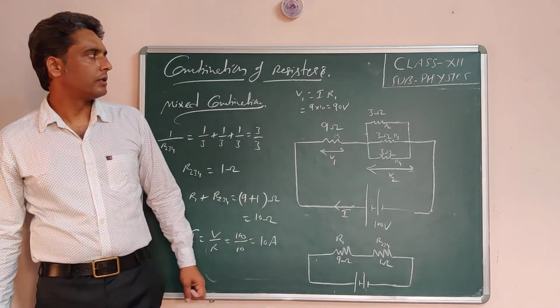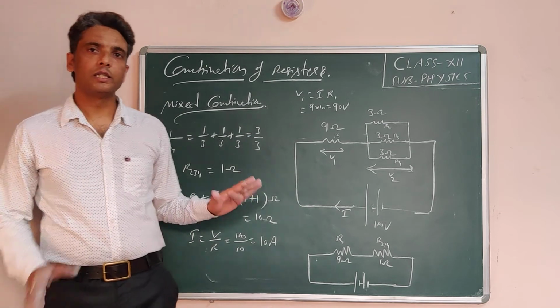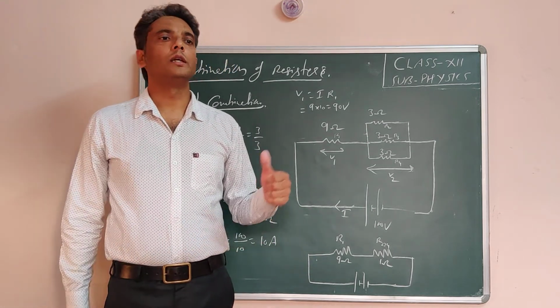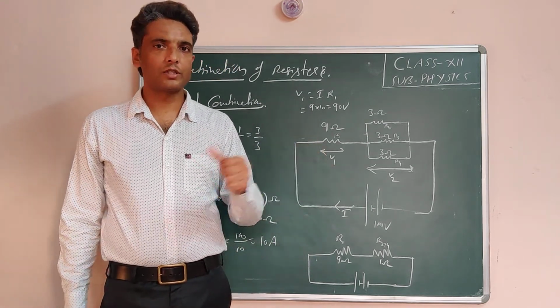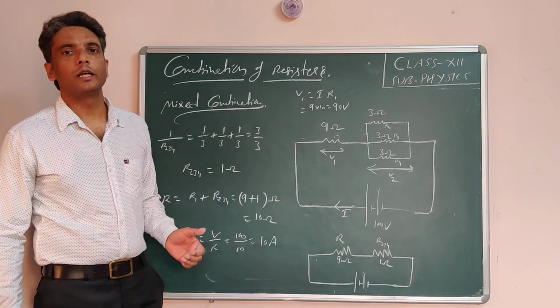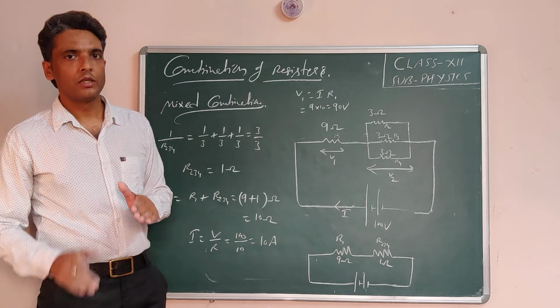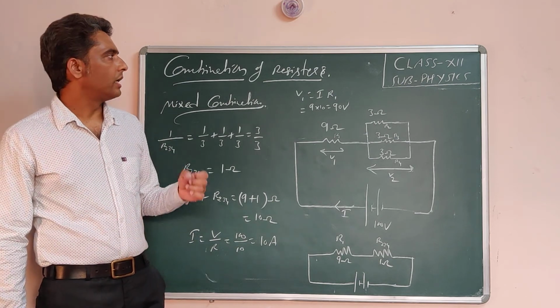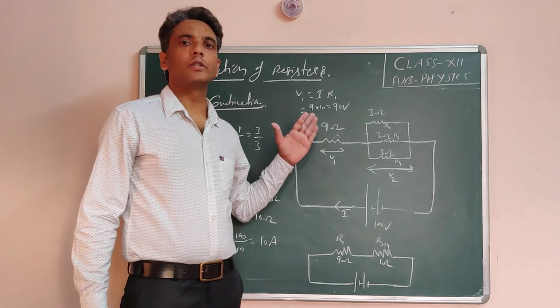So with this, today I discussed the color coding for carbon resistors, then the ohmic and non-ohmic resistors or non-ohmic conductors, and then the combination of resistors.